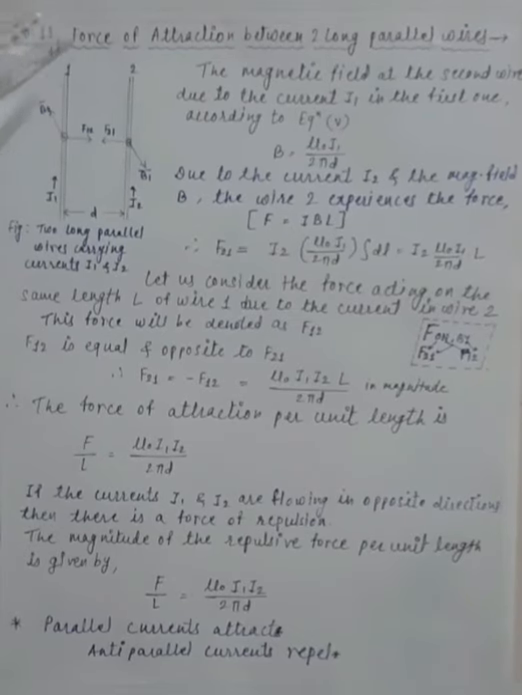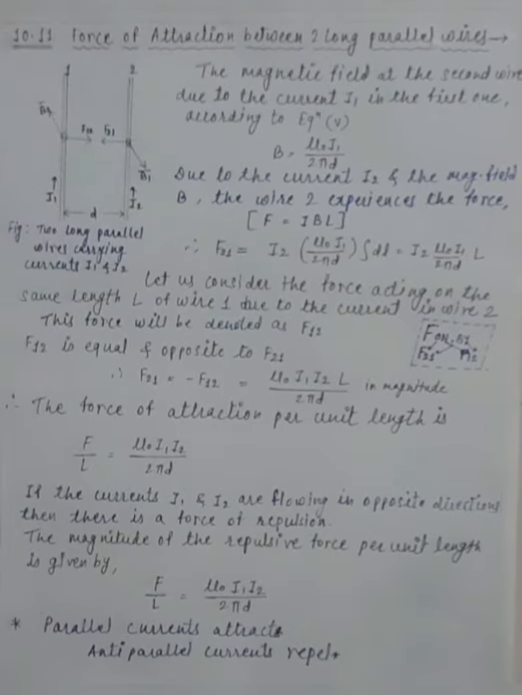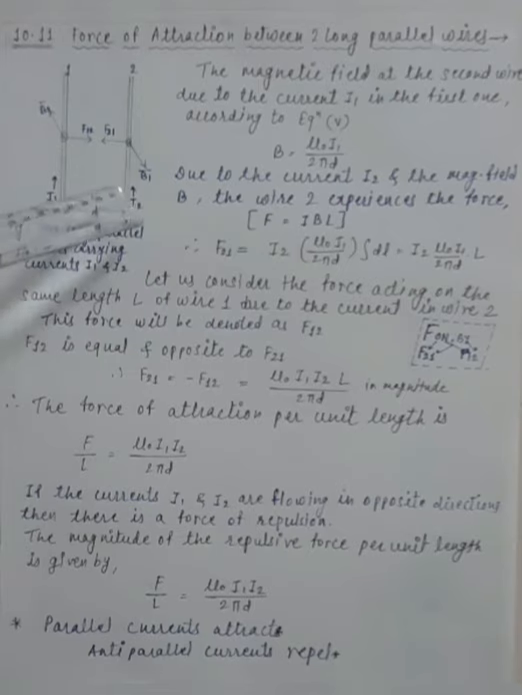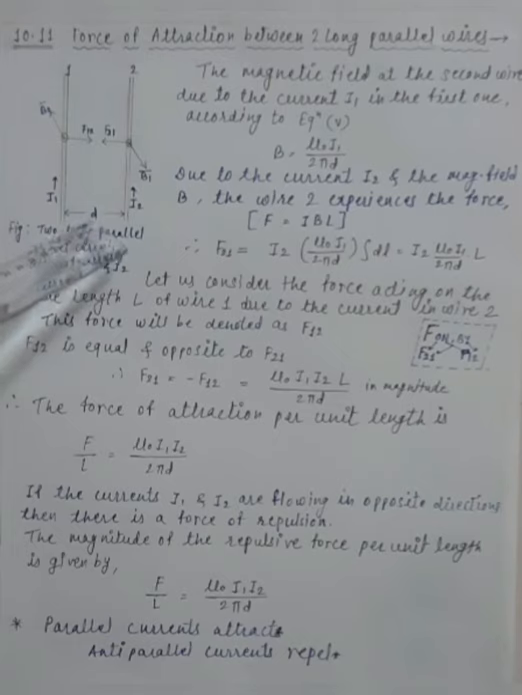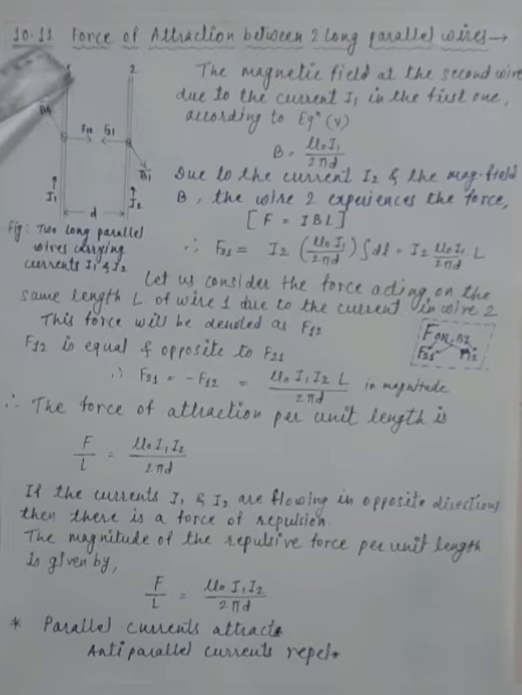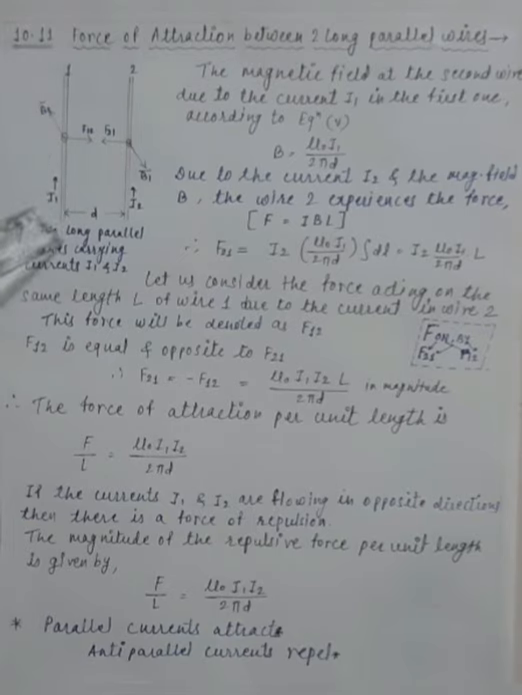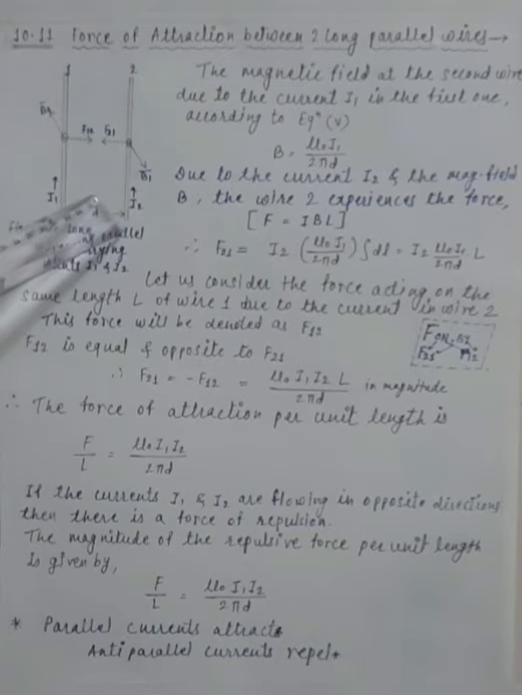Now let us derive an equation for force of attraction between two long parallel wires. Figure shows two long parallel wires having length L. Let I1 be the current flowing through the first wire and I2 be the current flowing through the second wire. The direction of currents in the wires are same, therefore they experience a force of attraction. If the directions of currents are anti-parallel, then the wires experience a force of repulsion.